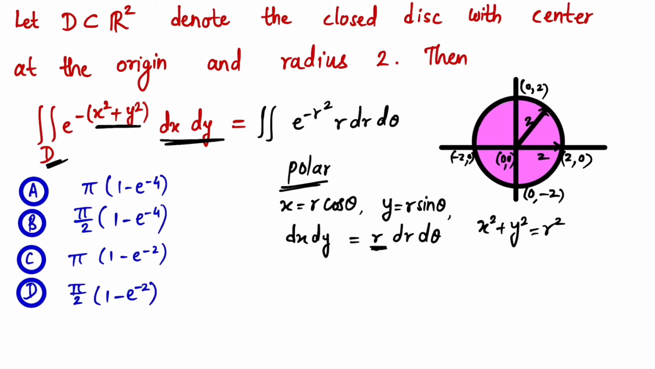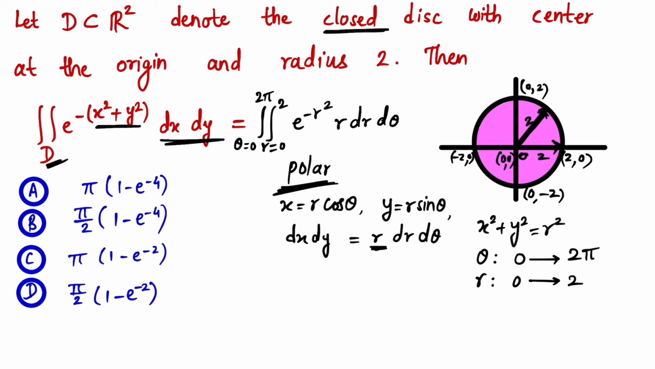Now what about the limits of integration? Here we have given this closed disk, the whole disk. That means this angle theta runs from 0 to 2 pi, and since this vector starts from 0 and its radius is 2, r runs from 0 to 2. So let us write the limits: r runs from 0 to 2, theta runs from 0 to 2 pi, right? So we have converted this integration into polar coordinates. Now our job is easy.